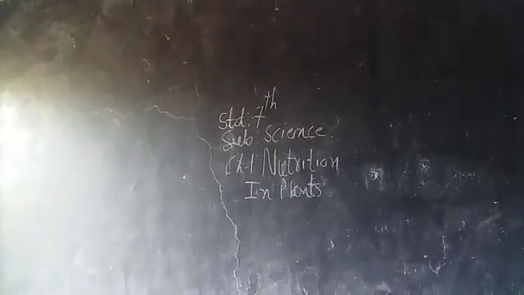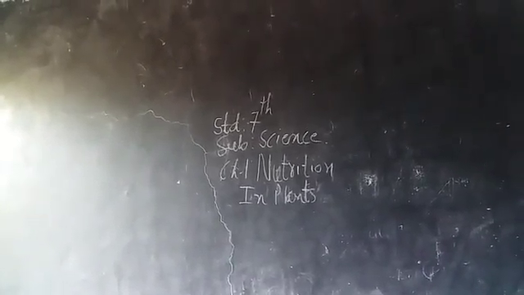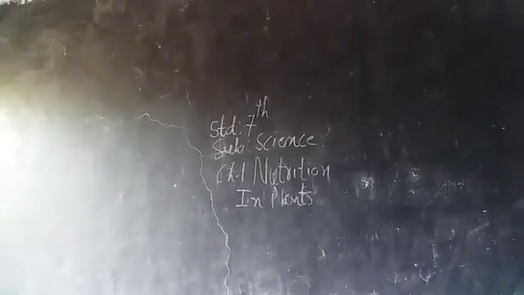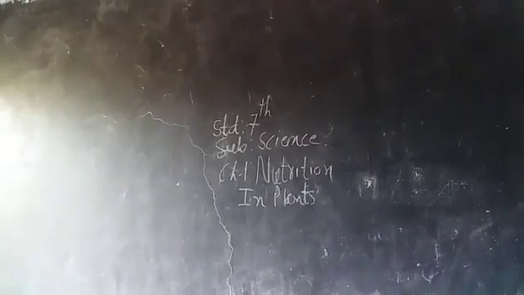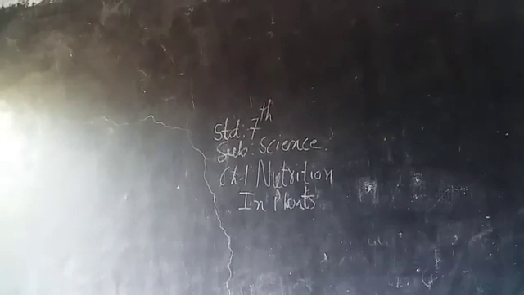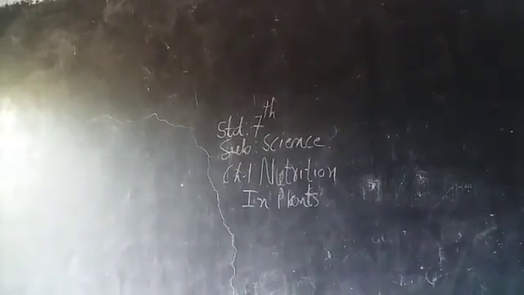Next, number 2, Photosynthesis: a process by which green plants utilize carbon dioxide and water to synthesize their food in presence of sunlight and with the help of chlorophyll is called photosynthesis.